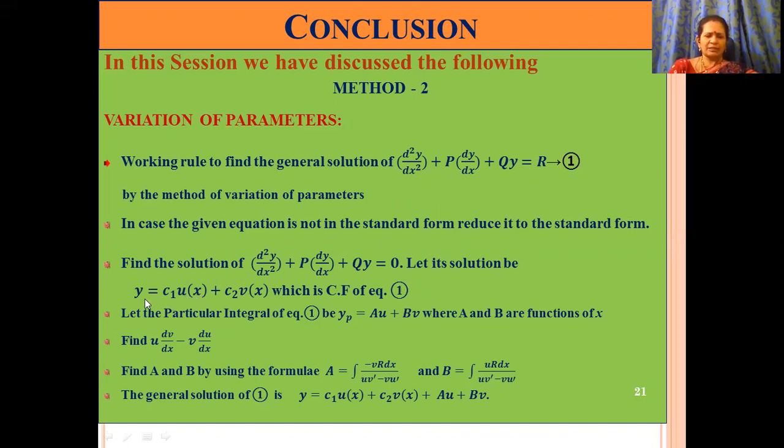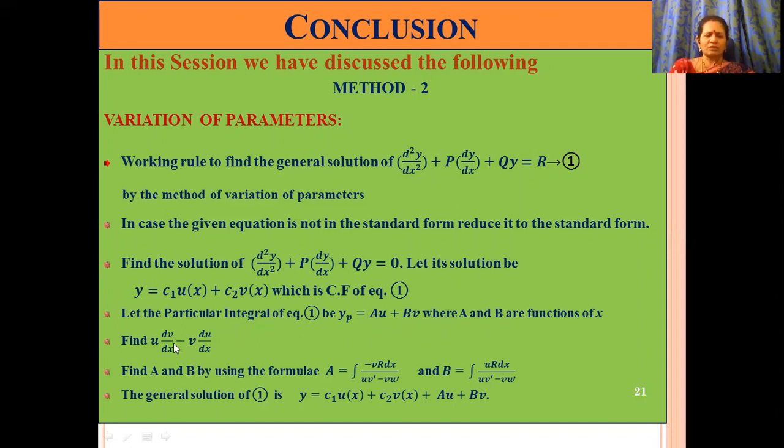For the particular integral, the complementary function yc can be written as c1 into u of x plus c2 into v of x, which is the complementary function of equation 1. First write down the yc, that is the complementary function of equation 1. Then after that, write down the particular integral yp, in the form of AU plus BV, where A and B are functions of x. We need to calculate those two values.